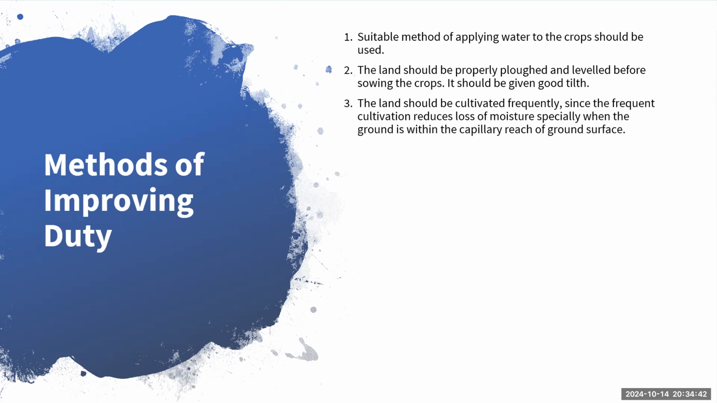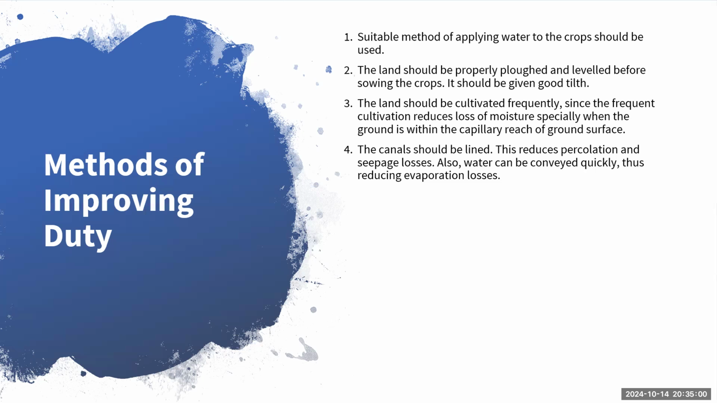Next, the land should be cultivated frequently, since frequent cultivation reduces the loss of moisture, especially when the ground is within the capillary reach of the ground surface.